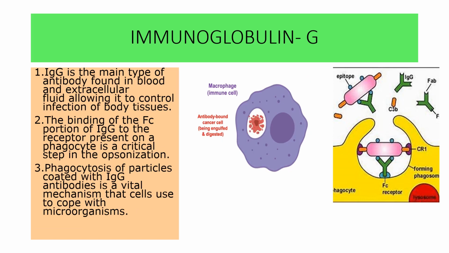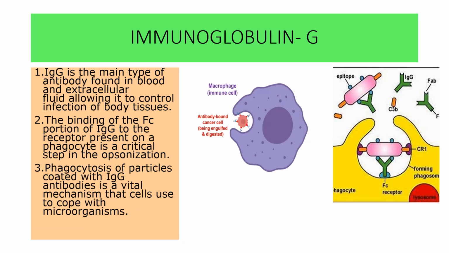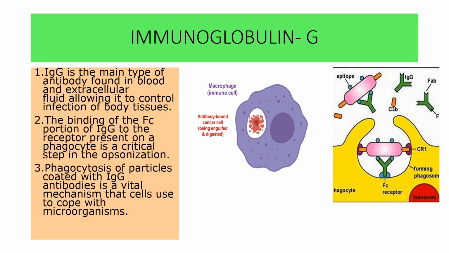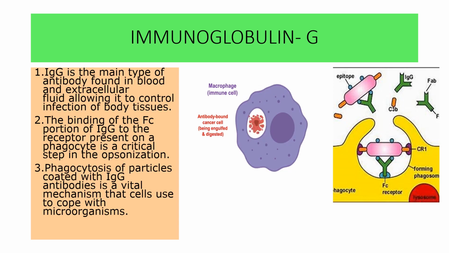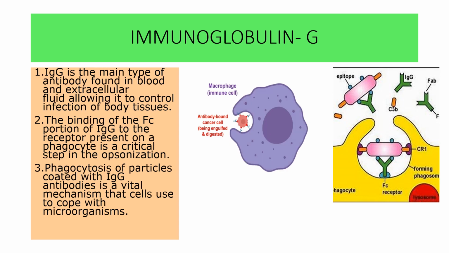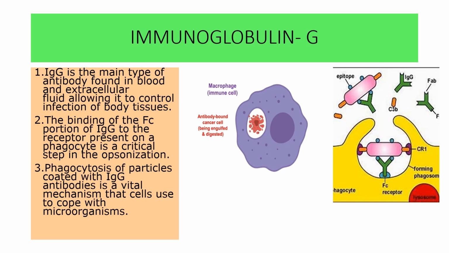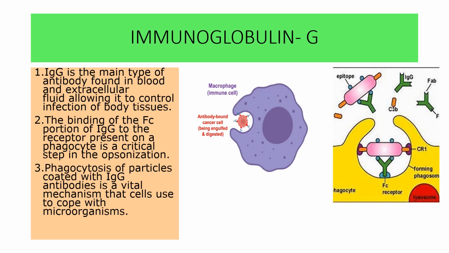IgG is the main type of antibody found in the blood and extracellular fluid, allowing it to control infection in the body tissues. The binding of the Fc portion of IgG to the receptor present on the phagocyte is a critical step in opsonization. Phagocytosis of particles coated with IgG antibody is a vital mechanism that cells use to cope with microorganisms.